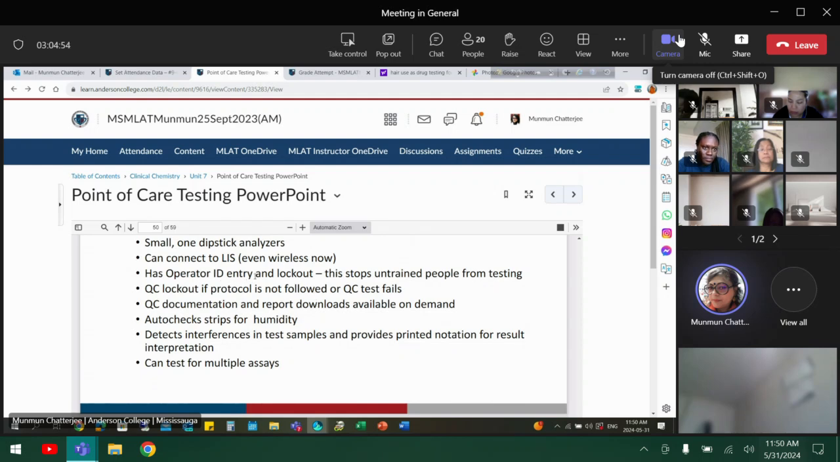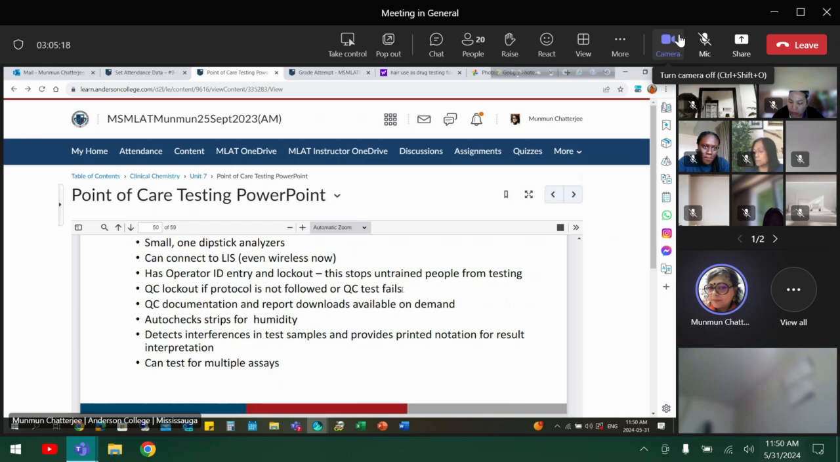It has operator ID entry and lockout. This stops untrained people from testing. So you have to scan your operator ID, which shows you are trained. There is already some barcode there, so you have to scan it so that it knows who is doing the testing. QC lockout if protocol is not followed or QC test fails.